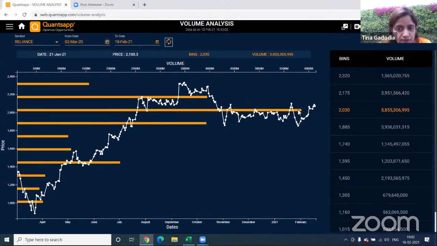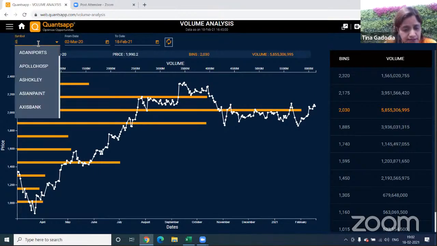This type of data you should always keep at the back of your mind, because when crucial levels are breached, you get a very good trade, a very good directional trade. You can use it for your swing trading, positional trading, intraday trading, everywhere.